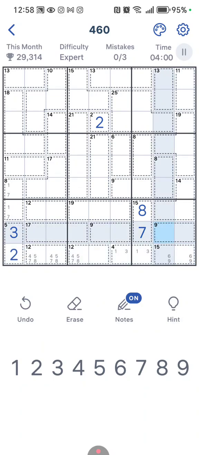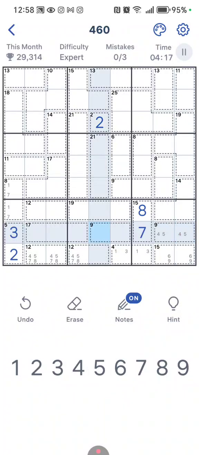Now, what's the solution for 9? 9 could be 1 and 8. Can't be 1 and 8. 2 and 7. Can't be that either. Or 3 and 6. Can't be that either. So this has to be 4 and 5. Oh, not 6, 5.